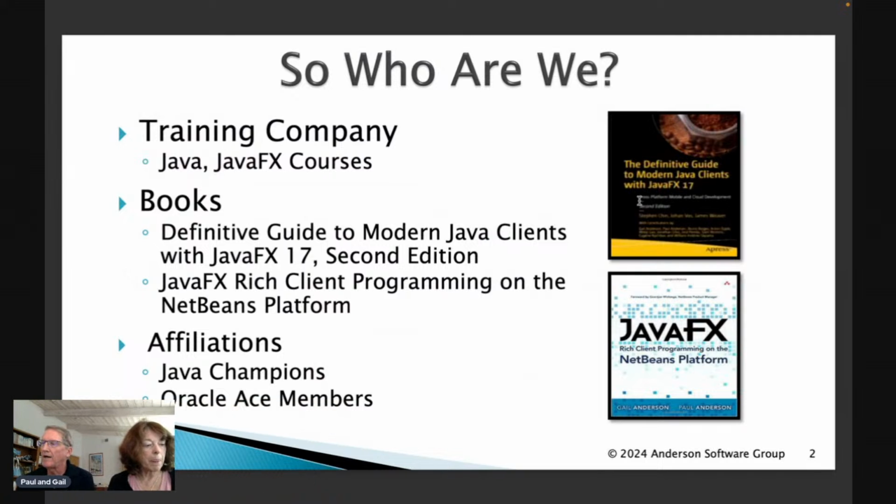Okay, so who are we? Gail and I are the co-founders of the Anderson Software Group, a software training company here in the US. Our courses include Java, JavaFX, Python, Go, Modern C++, and Docker and Kubernetes. We're the authors of 9 textbooks on software programming, and we have 2 books on JavaFX that you see here. For our latest book, the one on top is called The Definitive Guide to Modern Java Clients with JavaFX 17. Gail and I contributed a chapter on JavaFX fundamentals, as well as a chapter on packaging options for JavaFX executables. And the other book that you see here below is JavaFX Rich Client Programming on the NetBeans Platform. Gail and I are also both Java Champions and Oracle ACE members.